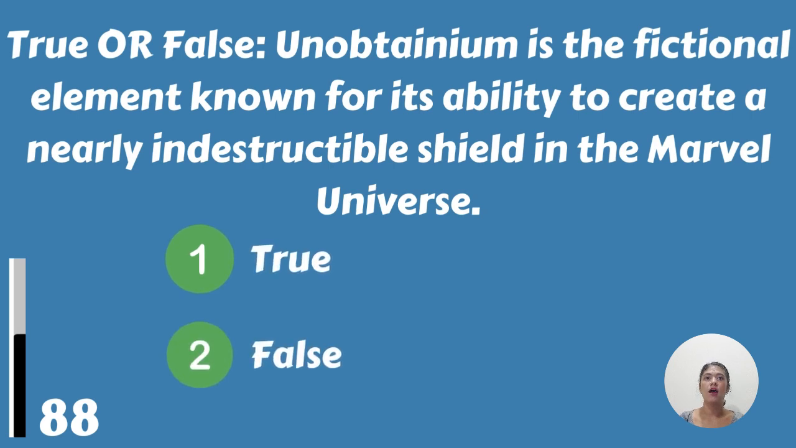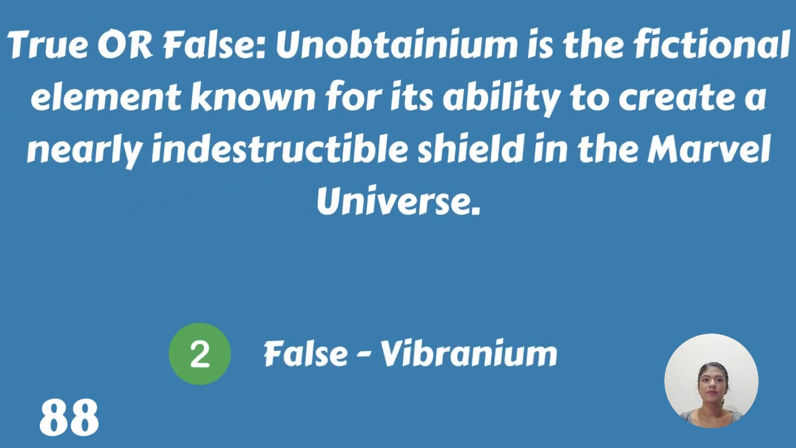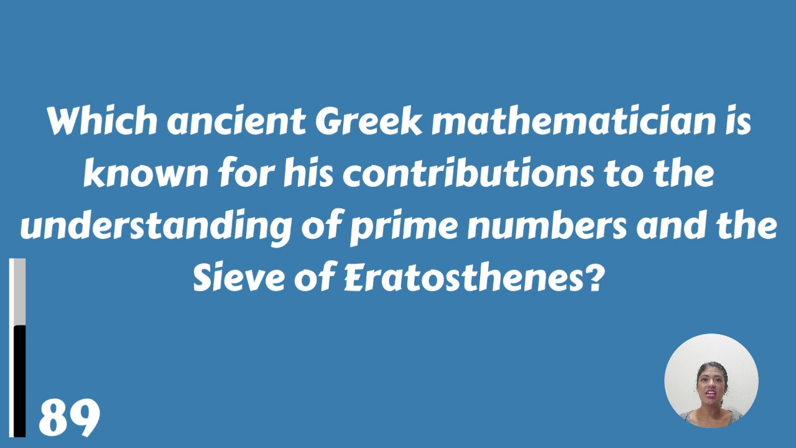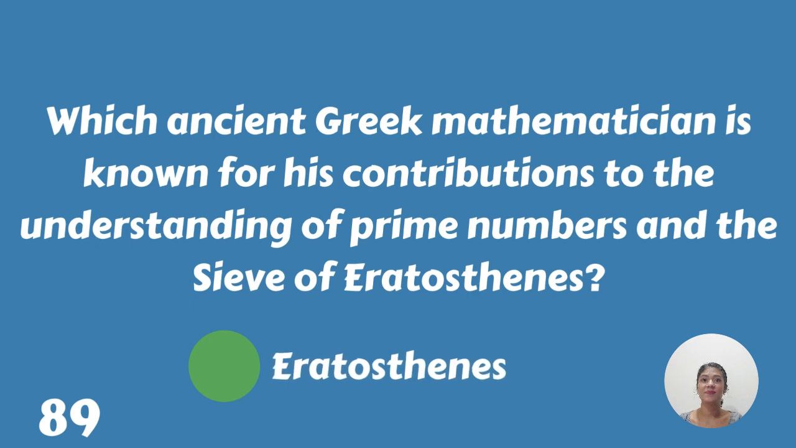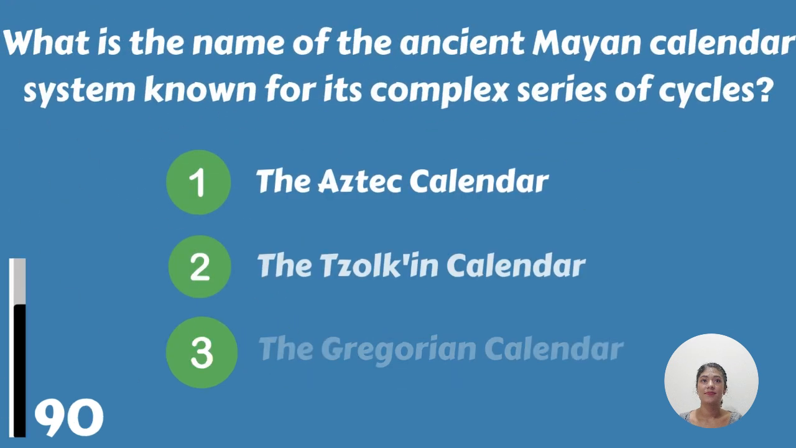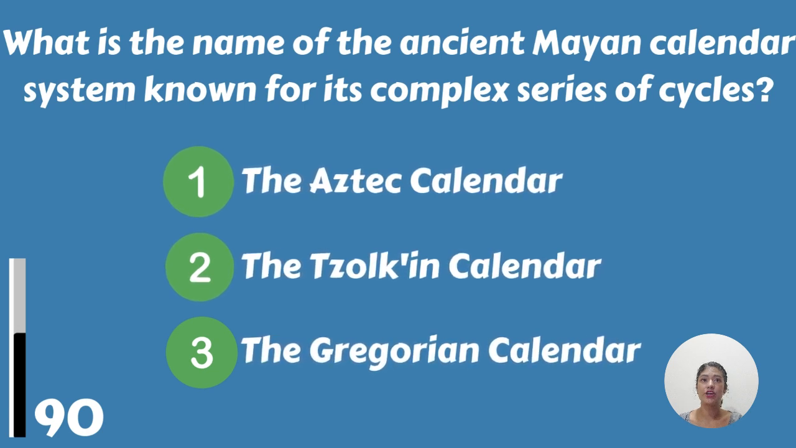True or false? Unobtainium is the fictional element known for its ability to create a nearly indestructible shield in the Marvel Universe. True or false? False. It's vibranium. Which ancient Greek mathematician is known for his contributions to the understanding of prime numbers and the Sieve of Eratosthenes? Eratosthenes.